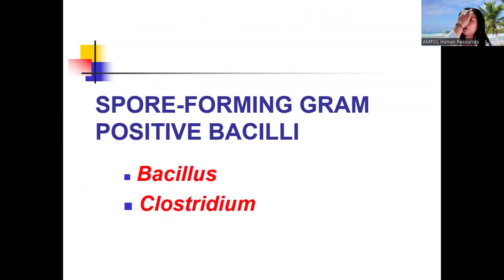So we've classified our gram-positive bacilli according to the spore formers and the non-spore forming bacilli. Recall that spores are the structure of your bacteria that gives resistance to extreme temperatures or extreme environments for your organisms. We have two genera that are spore forming: your Bacillus and your Clostridium.